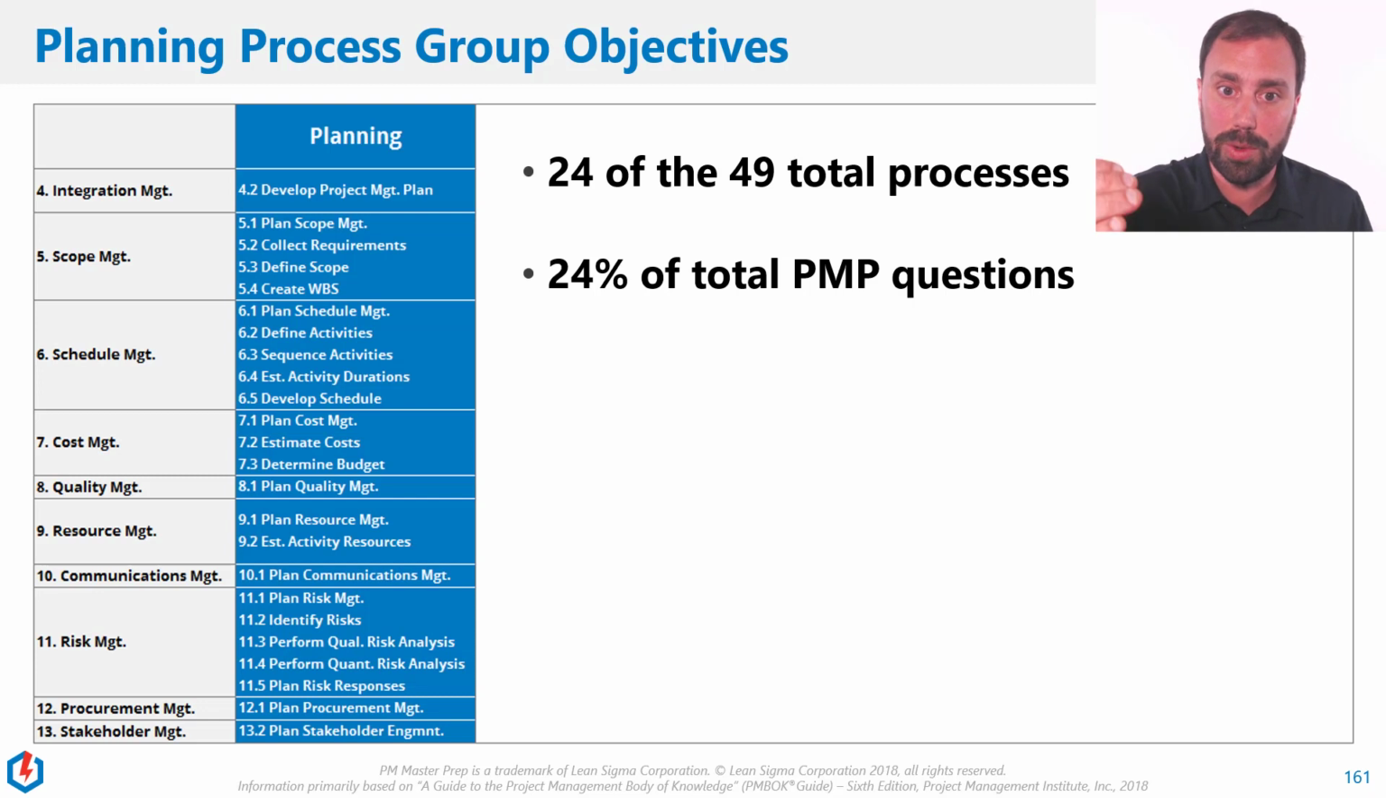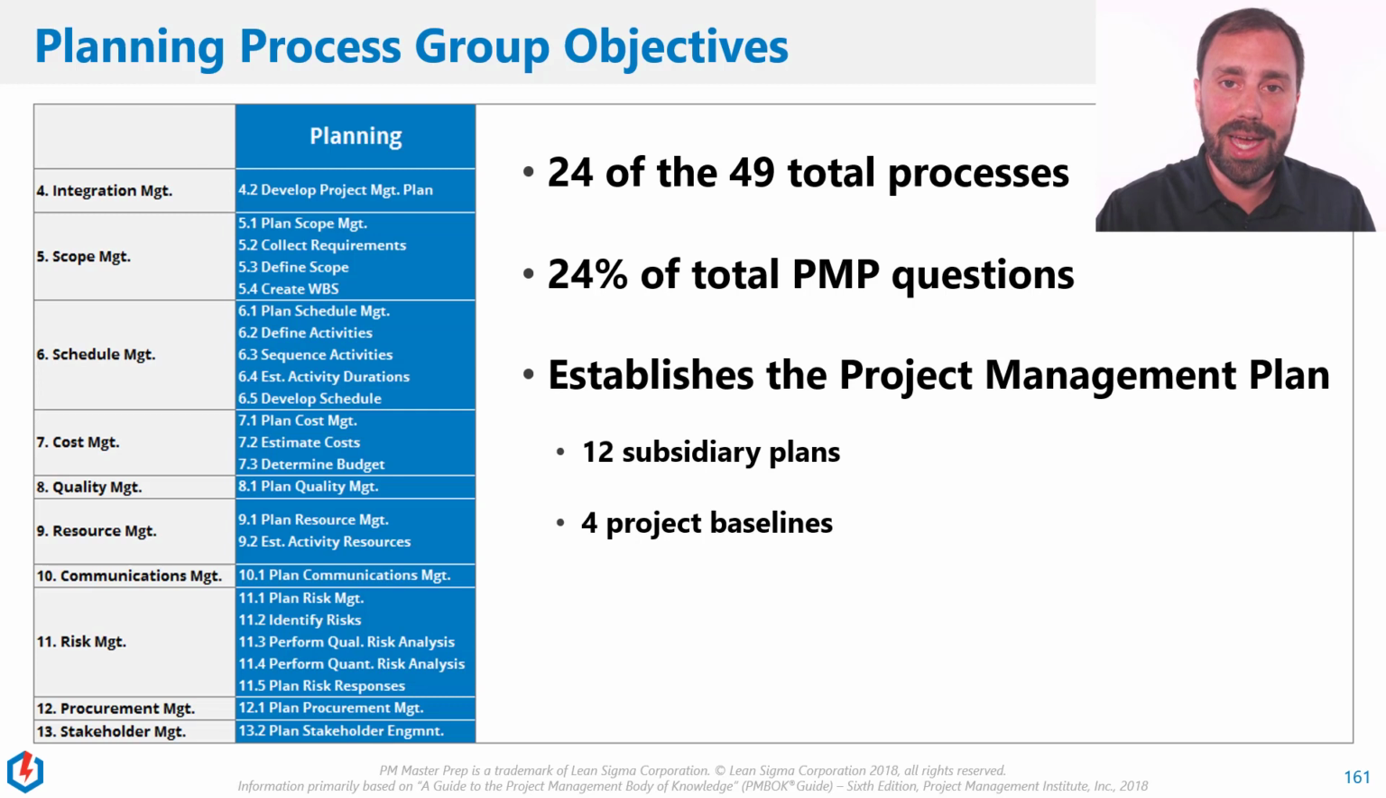So this is the first one where we go deep. 24% of our exam comes from here. So if we got all these right, we got a 24. Hey, we're almost there. All right. And then really we got to know that this process group establishes, I want you to understand this, the project management plan. If this is the first time you've ever heard this, then this is a big deal. The project management plan is what we said. The purpose of the planning process group was to establish a plan, this project management plan.